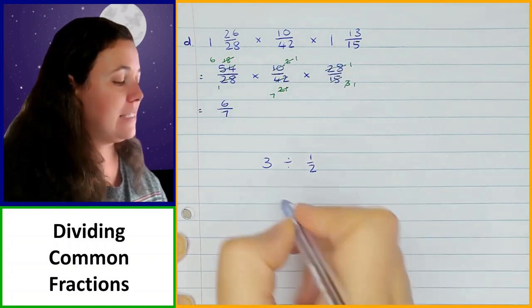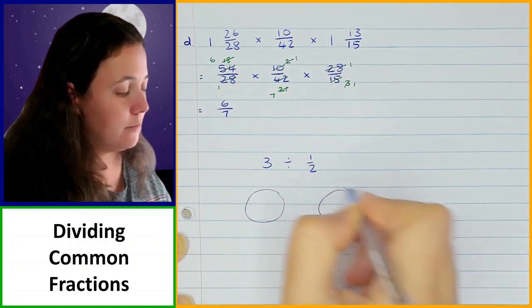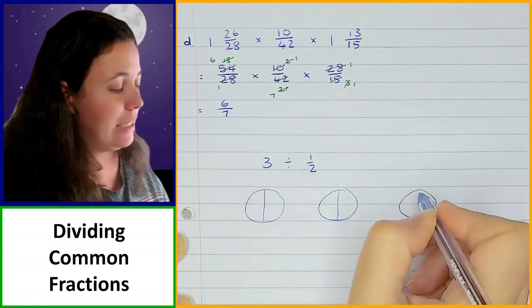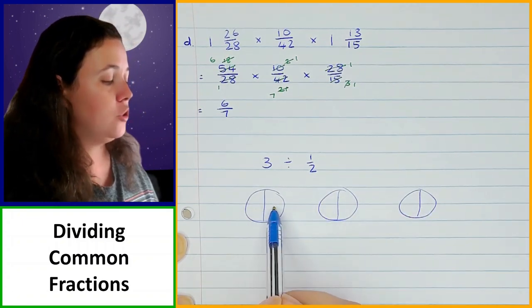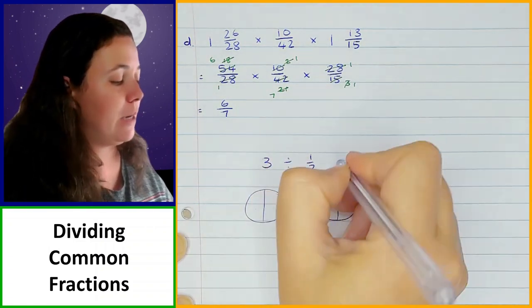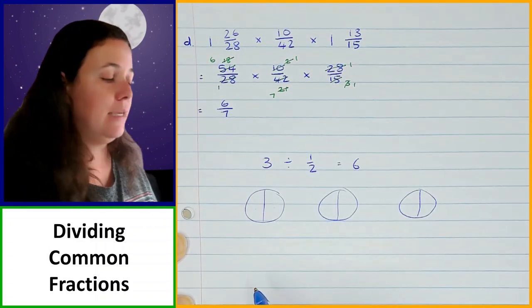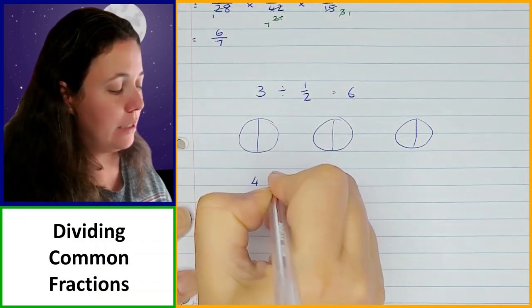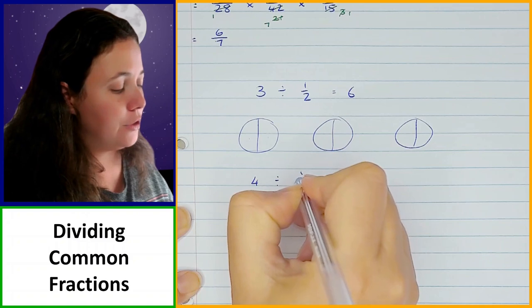Okay, so if I take 3 circles and I say how many halves are there in 3, over here I divide each circle into halves and I've got 1, 2, 3, 4, 5, 6 halves in 3. So 3 divided by a half is 6. Okay, what if I was going to work out 4 divided by a third?